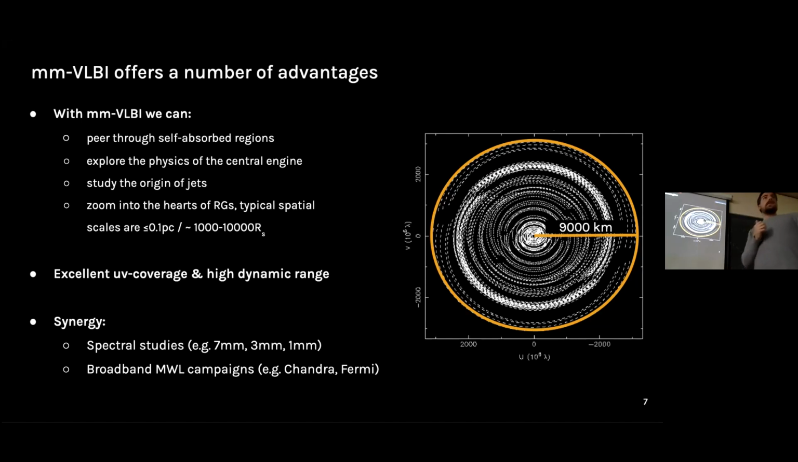Of course, we can also do synergy with other instruments. We can do spectral studies and look simultaneously at, for example, 7, 3, and 1 millimeters. Or we can do broadband multi-wavelength campaigns. For example, combine our radio observations with X-rays using the Chandra satellite, or do gamma ray analysis using Fermi.